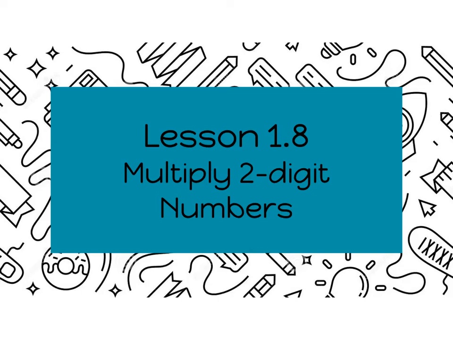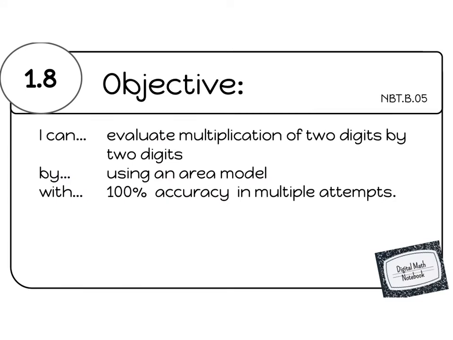Hello, 5th graders. Welcome to lesson 1.8, multiply two-digit numbers. Today's lesson objective is: I can evaluate multiplication of two digits by two digits using an area model with 100% accuracy in multiple attempts. Please pause to write the objective in your math notebook.